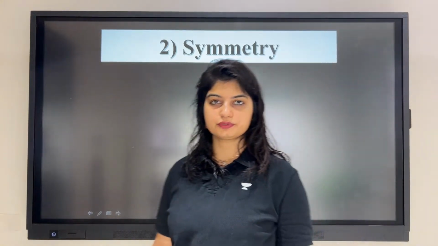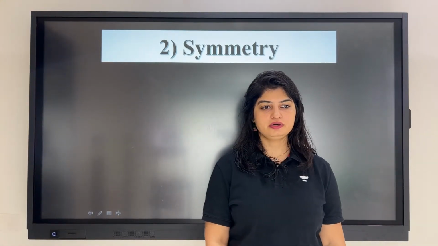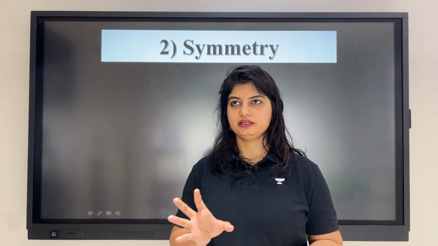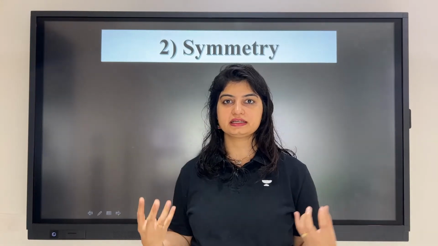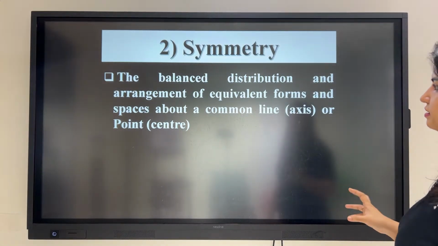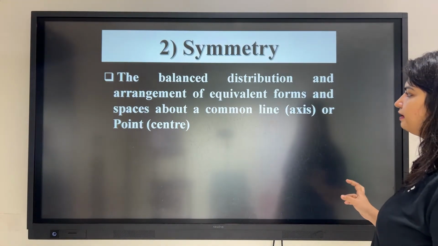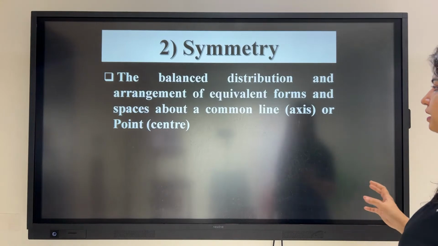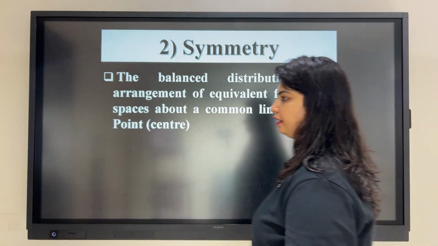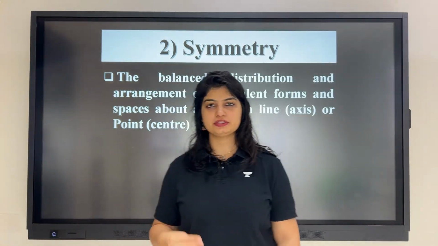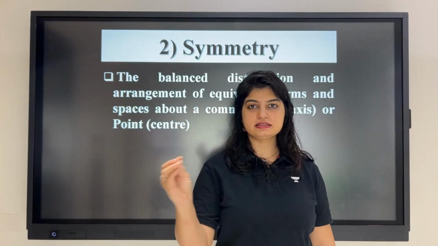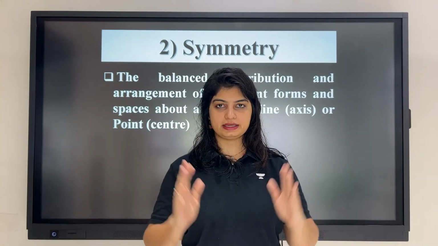One more principle of design, wherein if you arrange certain things symmetrically, you find the design very attractive, very convincing, right? It is pleasing to the eyes somewhere. We have many examples of this also. The balanced distribution and arrangement of equivalent forms and spaces about a common line, which is again an axis, or around a point, right? Everything, meaning forms, shapes, whatever elements of design we use, is in a properly balanced distribution among its sides, right?